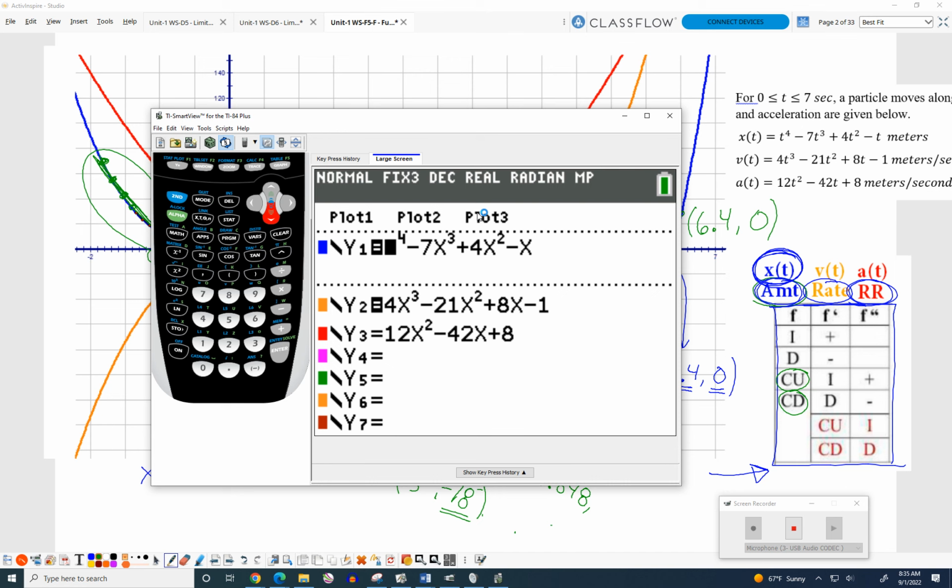Wave if you need me to do it again. Just go like this. Okay. So go trace, and then find your cursor. Make sure the cursor is on the graph you're interested in. Then just type the time you're interested in, and then press enter.